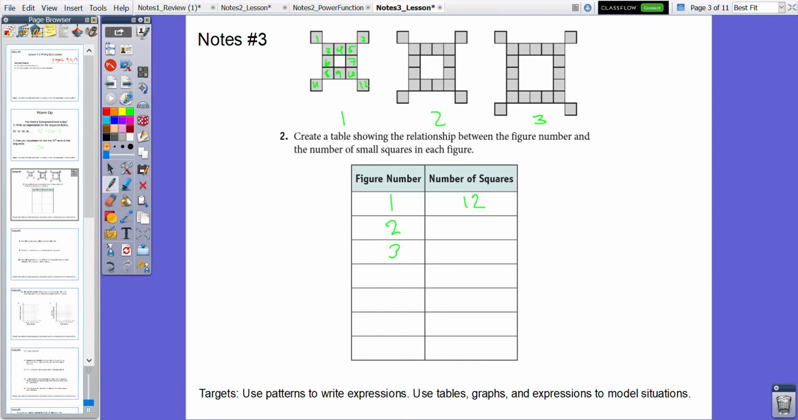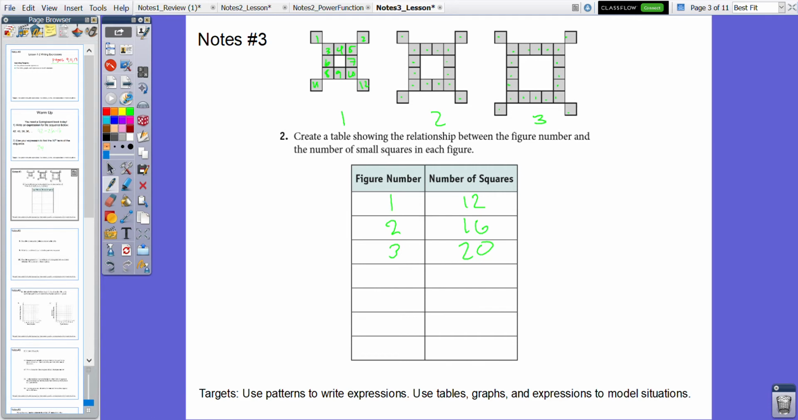Then we do the same thing with the next one. I'm not going to put numbers in here, but I'll count them up: 1, 2, 3, 4, 5, 6, 7, 8, 9, 10, 11, 12, 13, 14, 15, 16. And then the next one: 1, 2, 3, 4, 5, 6, 7, 8, 9, 10, 11, 12, 13, 14, 15, 16, 17, 18, 19, 20.